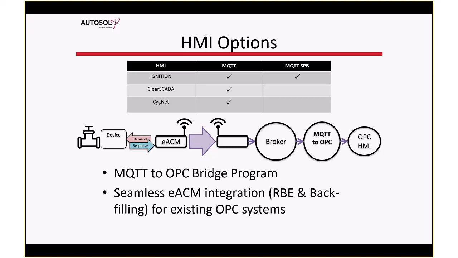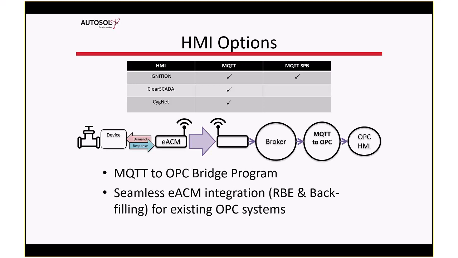Now, in terms of getting the data into a traditional HMI, right? There's a lot of HMIs that are not equipped to handle MQTT or MQTT Sparkplug B. Now, the one that eACM has been successfully integrated with is Ignition, because Ignition has built-in MQTT and MQTT Sparkplug B modules. However, AUTOSOL has created a software that is a MQTT to OPC bridge.